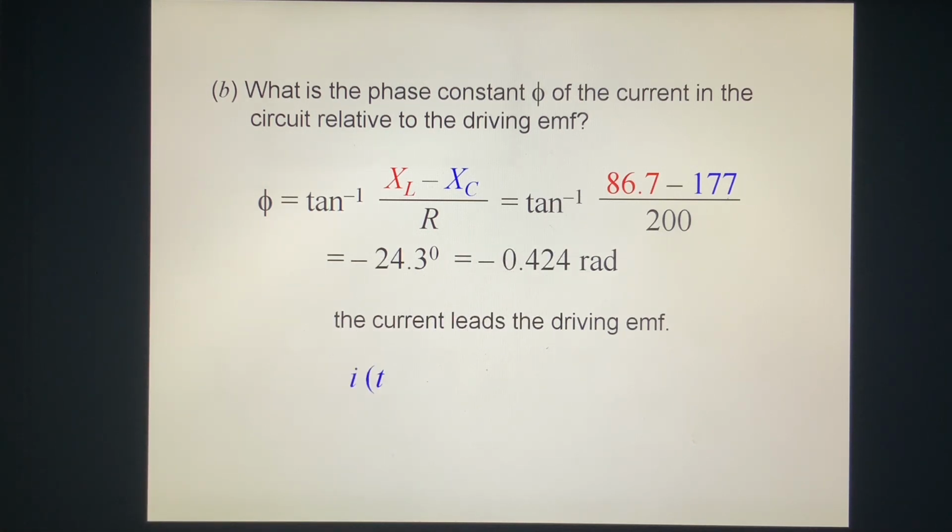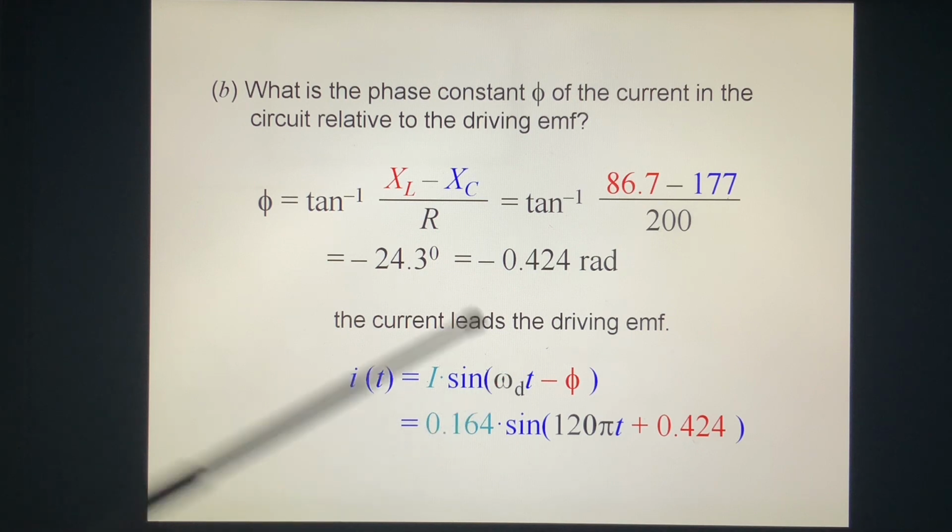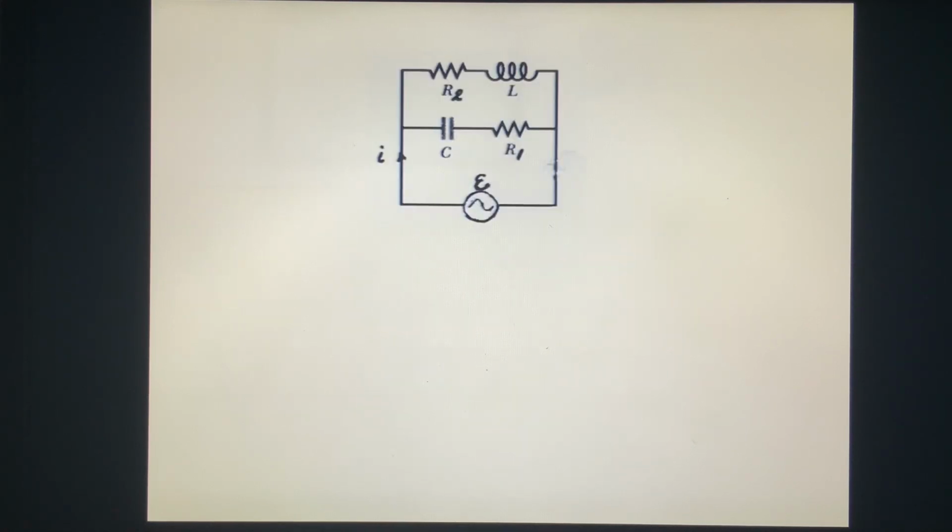Then we put the I, 0.164, and the phase minus 0.424. Minus times minus gets a positive. The I is leading the electromotive force outside. So this circuit is capacitive. Or in some cases we have a parallel circuit, not a series.